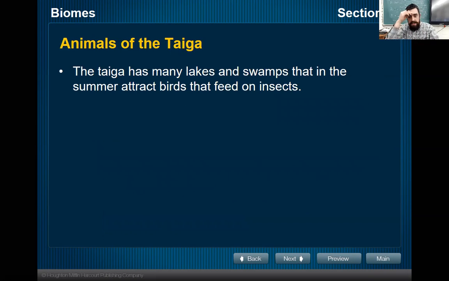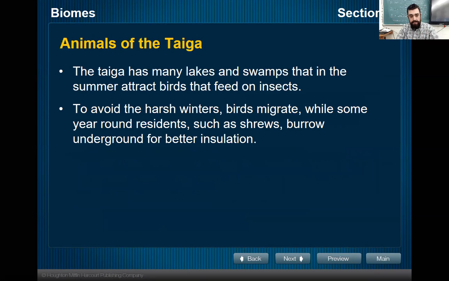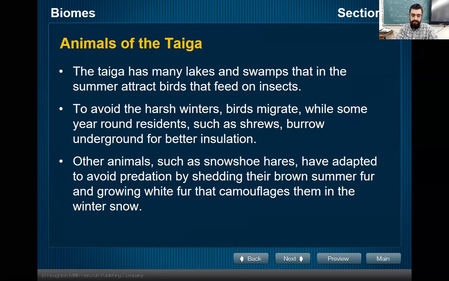The taiga has many lakes and swamps that in the summer will attract birds that feed on insects. So the birds will fly north in the summer. To avoid the harsh winters, though, the birds will migrate. Some of them will spend their winters here, like the chickadee, for example, while some year-round residents, like shrews, will burrow underground and hibernate to get better insulation.